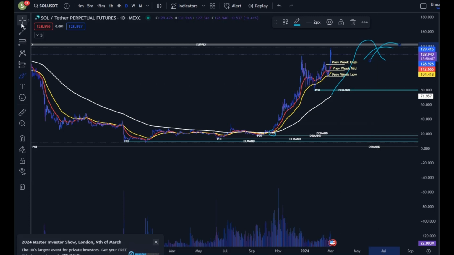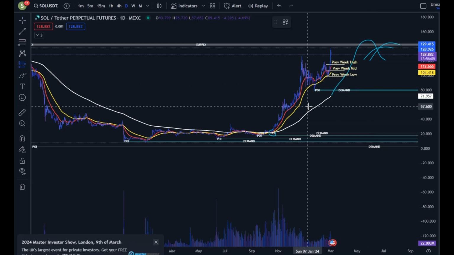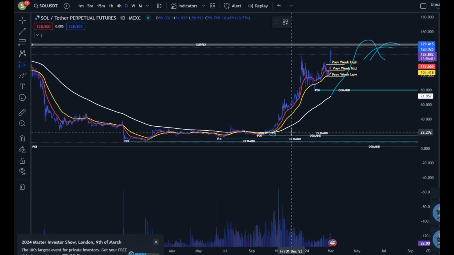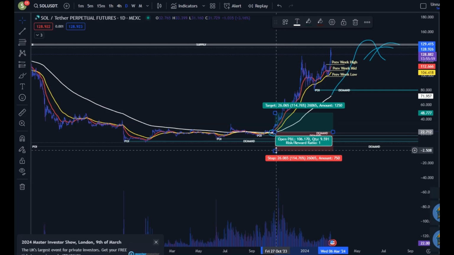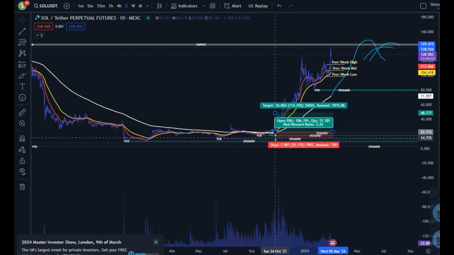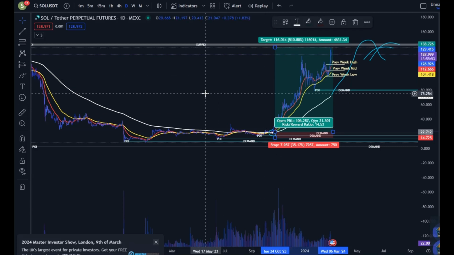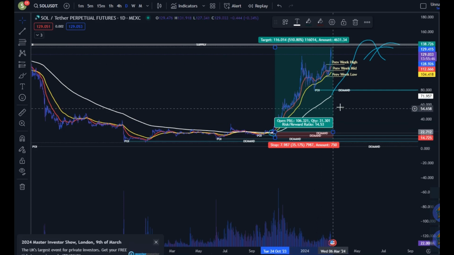And if you'd have taken that trade there, is it a long? So we'd have gone long here. You'd have put it to the swing low area there. Look at the risk to reward there. 510%. And it's a 14.53 risk to reward.